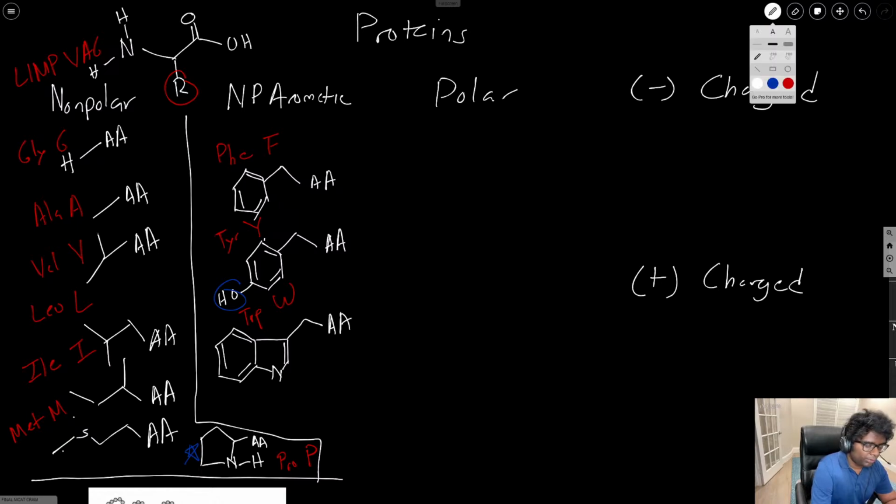Let's move on to polar amino acids. I think these are the hardest to memorize because they don't have easy structures. There's nothing you can use to memorize them, so just use rote memorization.